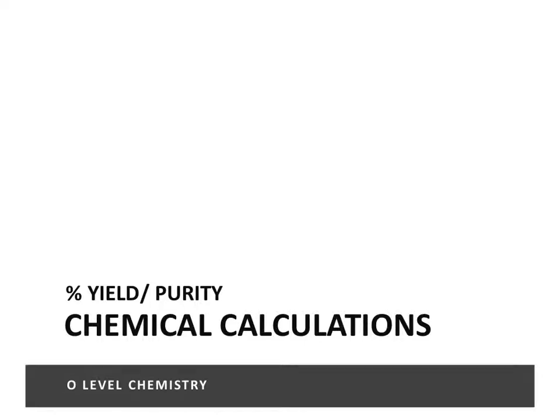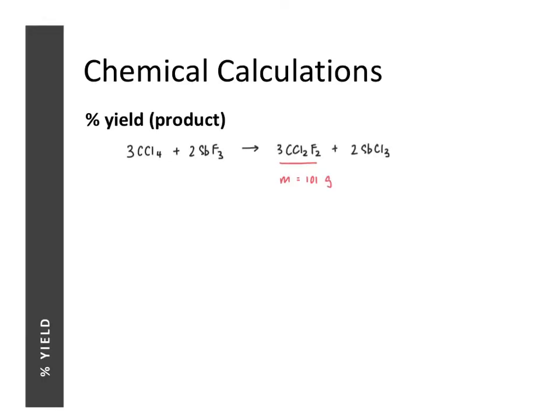Now in this lesson, we're going to learn to perform calculations with two new terms. They are percentage yield and percentage purity. Now the first term that we're going to look at is percentage yield. Based on the word yield, what does it mean to you? For many, it may be how much you are getting, or how much is obtained, or how much is produced. Okay, so that is the meaning of yield.